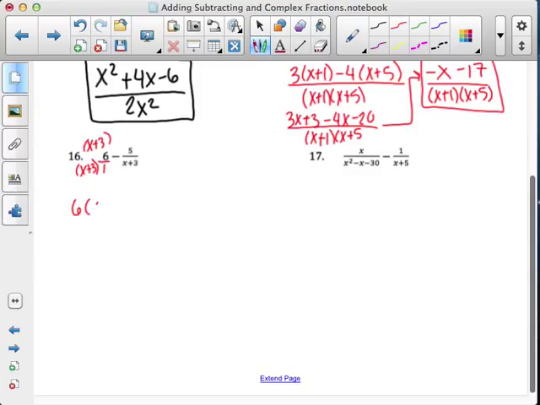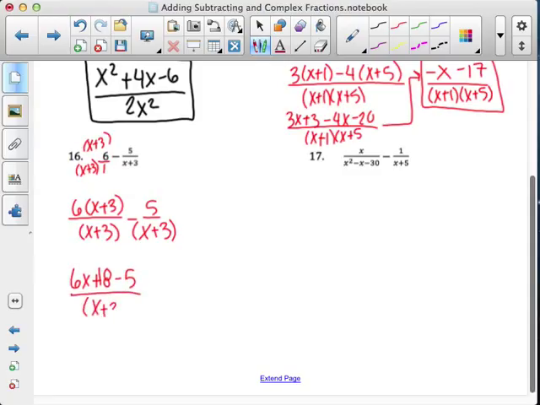So we now have 6 times (x + 3) for the left fraction, and x + 3 is in the denominator, minus 5 over (x + 3). And so this gives 6x + 18 - 5 all over x + 3. And that equals 6x + 13 all over x + 3. The numerator can't be factored, so that's it.